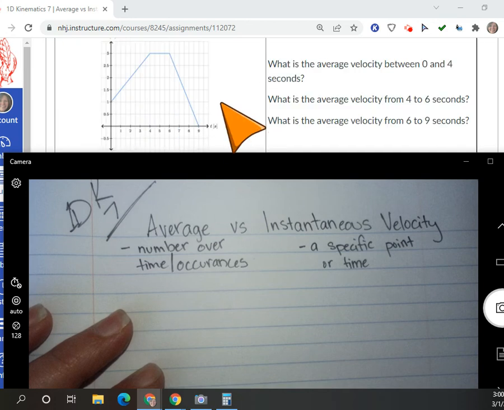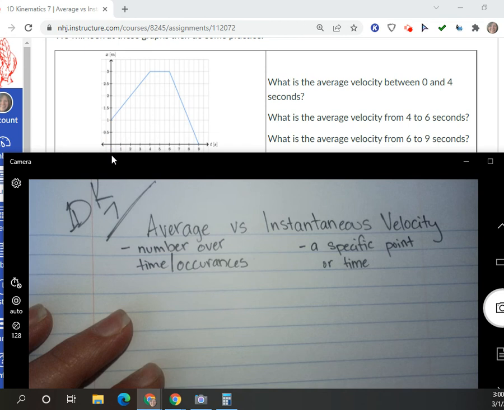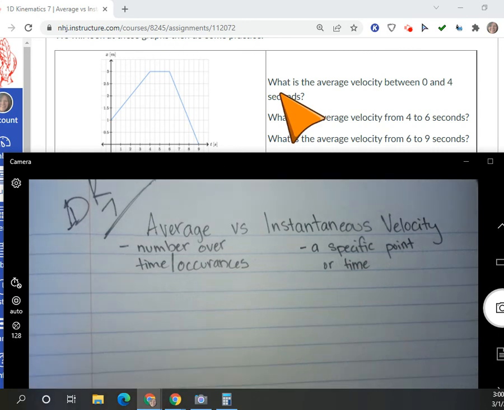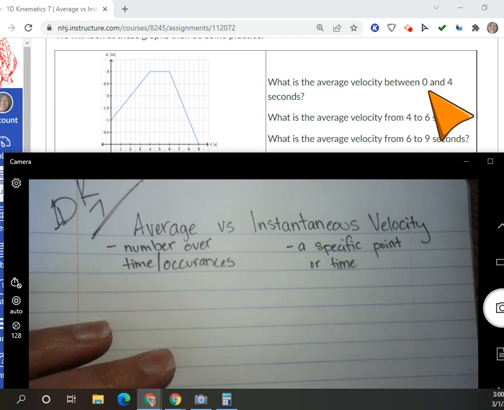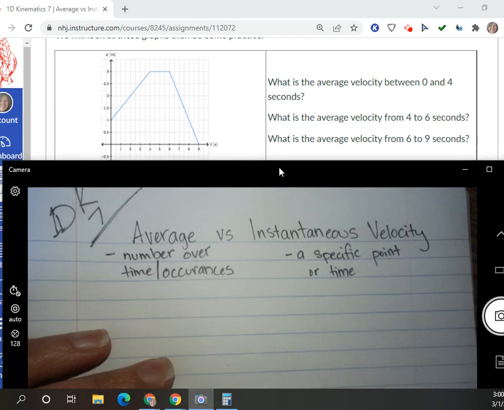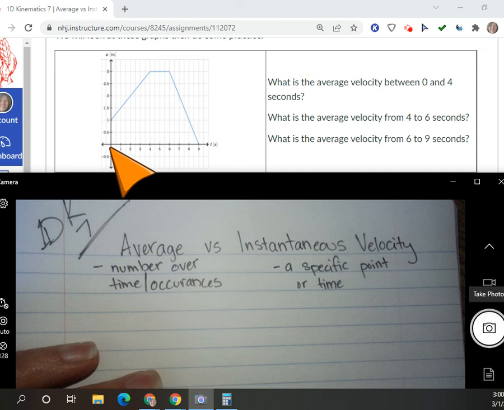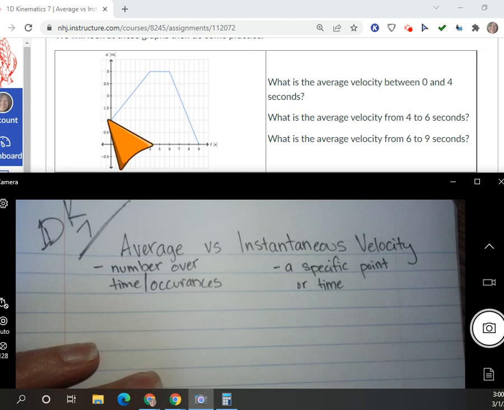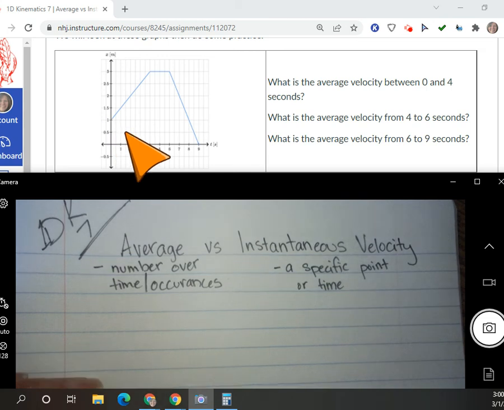Okay, so let's go ahead and look at the graphs that we have here. These are position and time graphs, so we know that position is on the y-axis, with meters for the units, and time is on the x-axis with seconds as our unit. So you're going to get questions that look like this. What is the average velocity between 0 and 4 seconds? If we look at our graph here, we have 0, here's 4 seconds. How do we find the average velocity between 0 and 4 seconds?